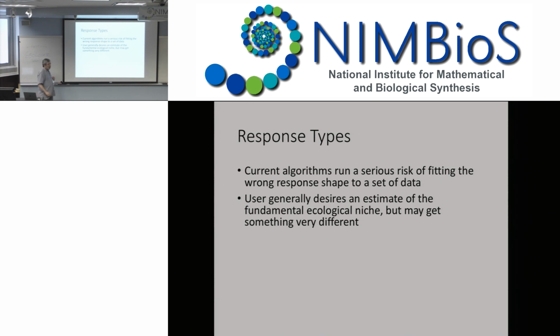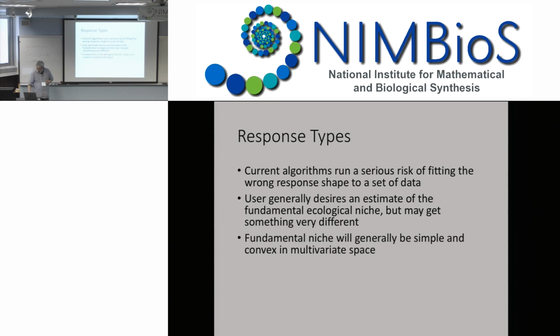So we're wanting to estimate the fundamental niche, and for a huge number of reasons, a lot of them revolving around this question of what does the realized or existing niche look like compared to the fundamental, we can often get a very different answer. We should be aiming for something that is convex, and to that end, for the moment, the user has to take pretty serious precautions.